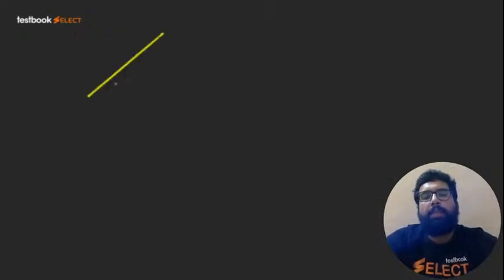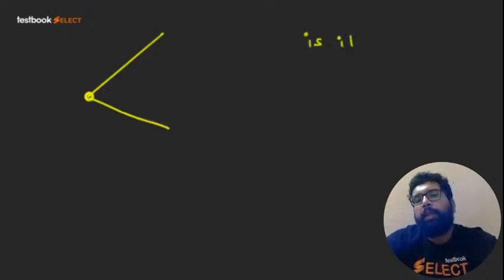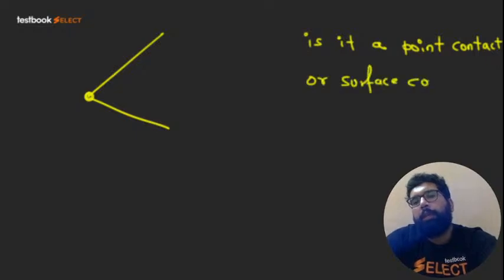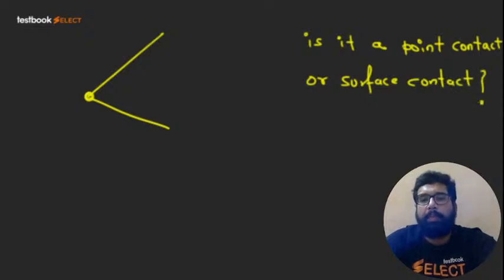If two links are joined like this, my question is: when there is a pin joint between them, is it a point contact or a surface contact? Can you answer me this, beta?